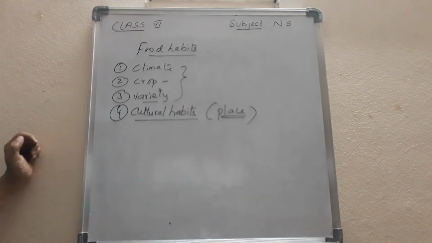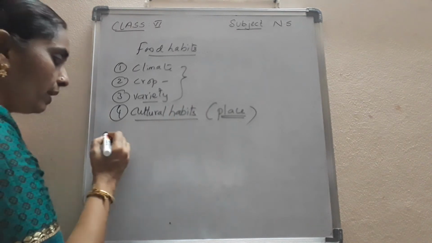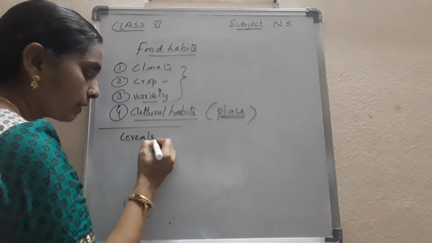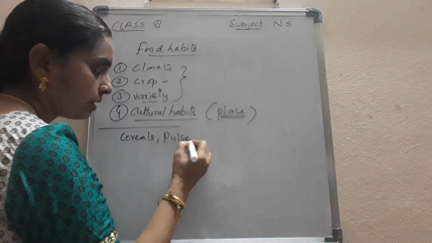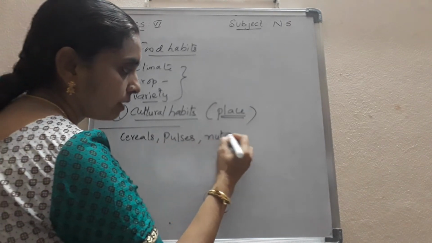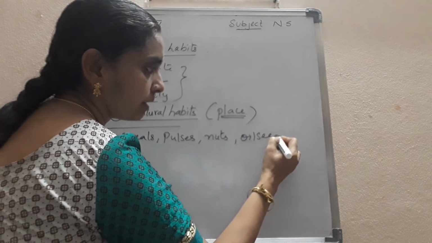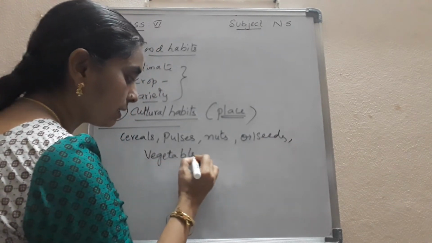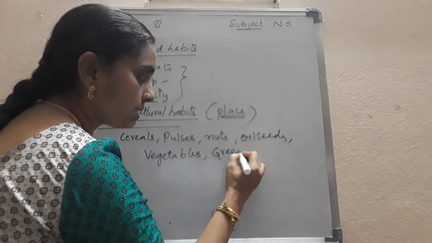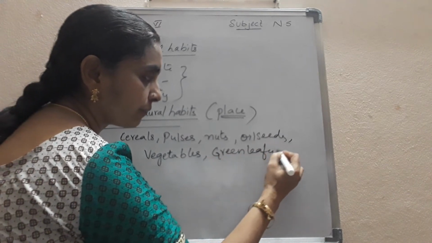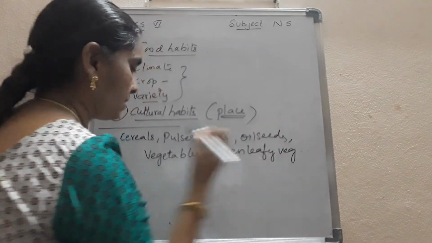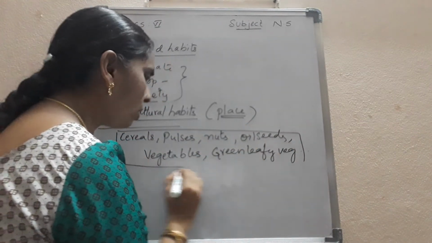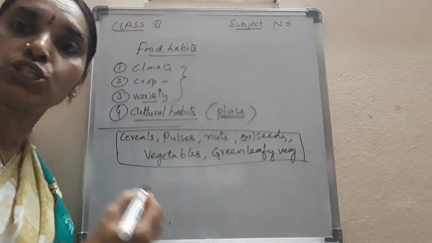Okay, children. And you also know that you should eat different types of foods like cereals, pulses, nuts, oil seeds, vegetables, green leafy vegetables, etc. So these are a must in your diet. All the varieties should be included.